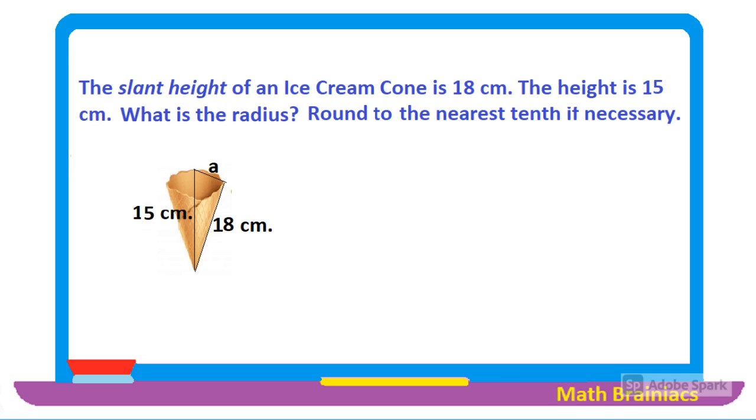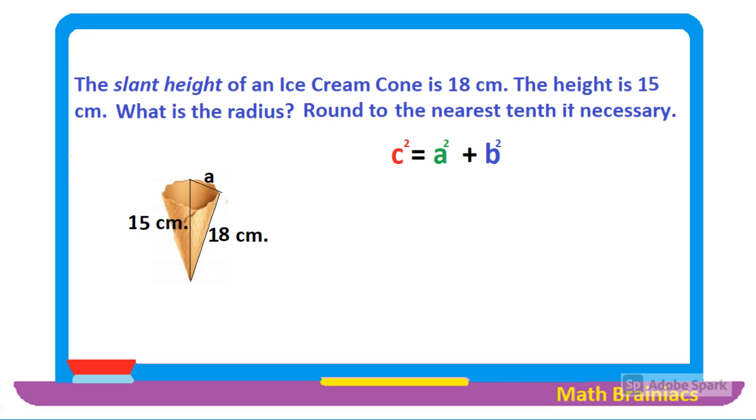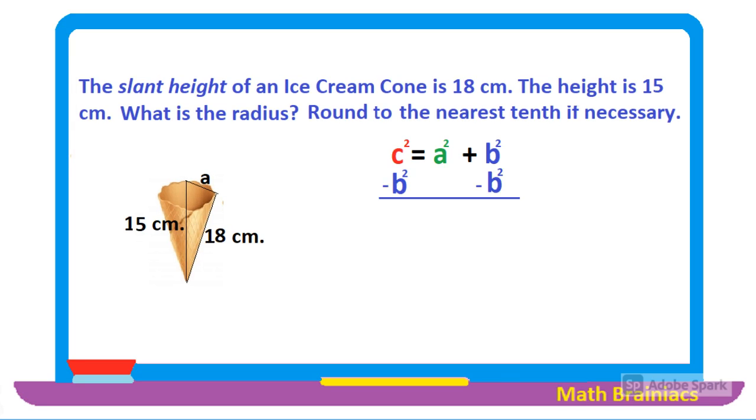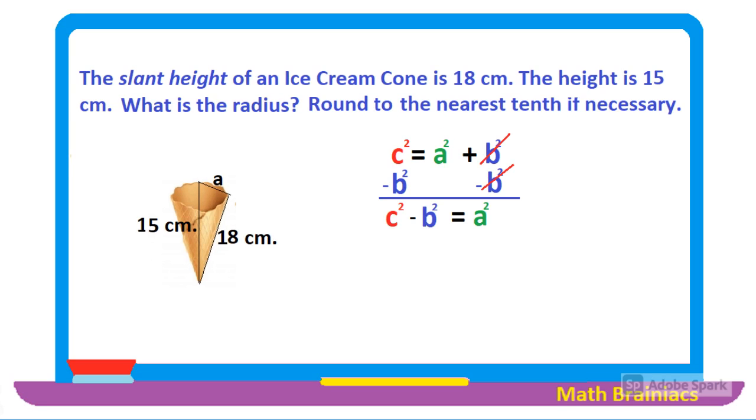We're going to look for the radius of the ice cream cone. Applying the formula of the Pythagorean theorem, c squared is equal to a squared plus b squared. We are going to look for the shortest side of the right triangle. So we are going to subtract b squared from both sides of the equation so that we can find out what is a. Subtracting b squared from both sides of the equation, we can cancel out the b squared on the right side of the equation. And it will give us c squared minus b squared is equal to a squared.